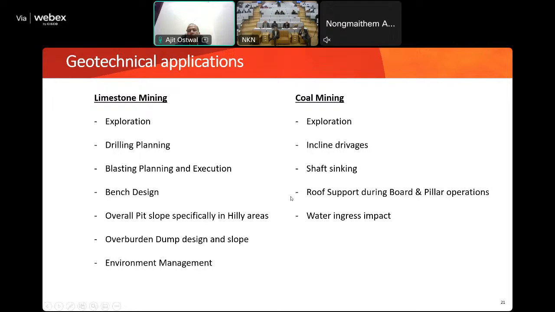We are also operating one coal mine, which I will just give a brief. In the exploration stage, all geotechnical parameters like RQD and other parameters we derive for design of underground coal mines. Inclined drivages and shaft sinking, this is also very important. Then roof support, what kind of support mechanisms should be there in the board and pillar operations. So there also it plays a very, very important role. And water ingress impact also, geotechnical parameters are important.